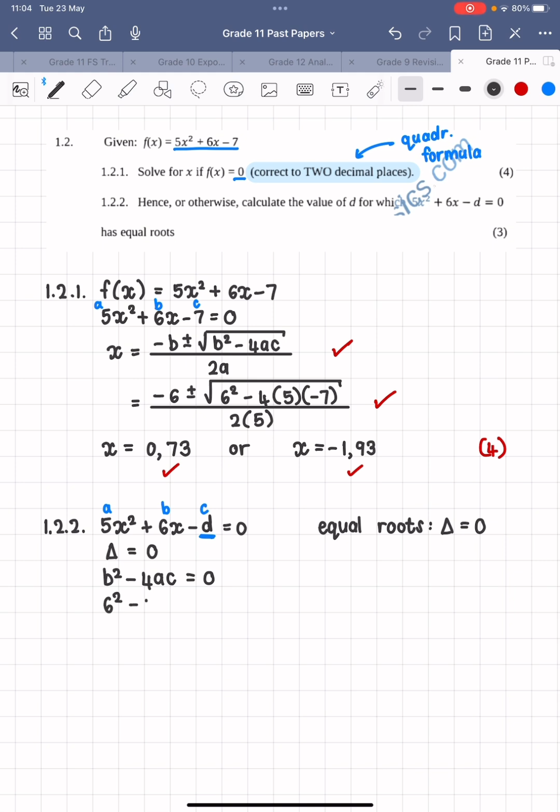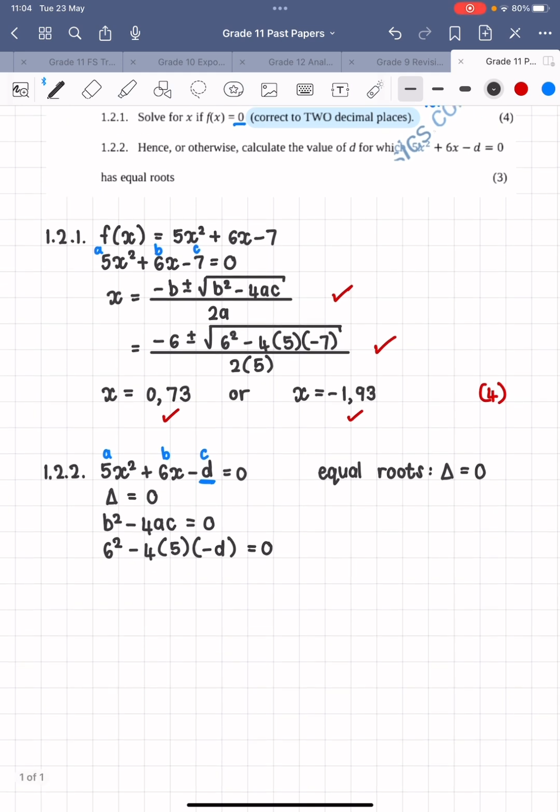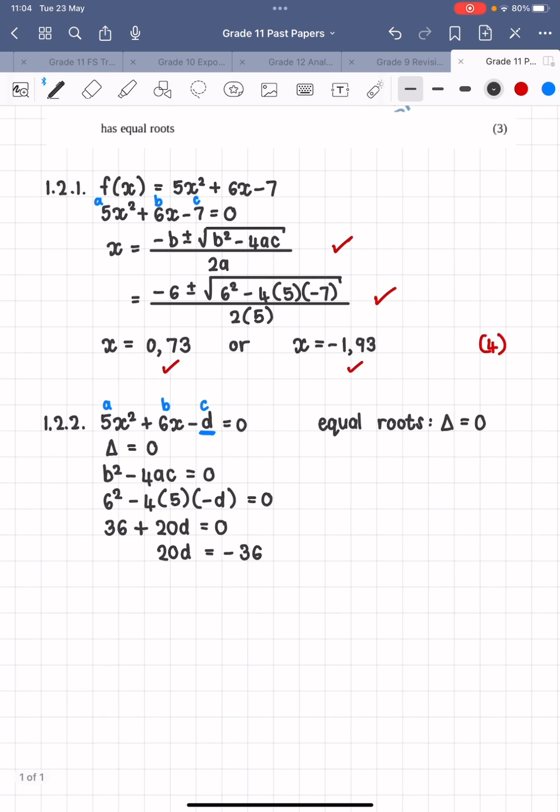So let's sub those values in. 6 squared minus 4 times a, which is 5, times c, which is negative d, and that is equal to 0. Now we can work this out. We are getting 36, and then we have two minuses here, so that's going to give us plus 20d equal to 0. We're going to have to solve for d, so we are subtracting 36 from both sides. 36 over 20 is going to give us 9 over 5, but it has to be negative 9 over 5. So that is the answer for d.